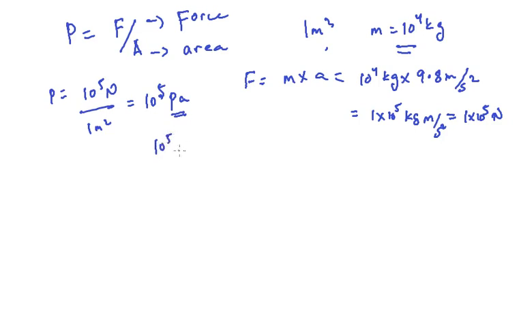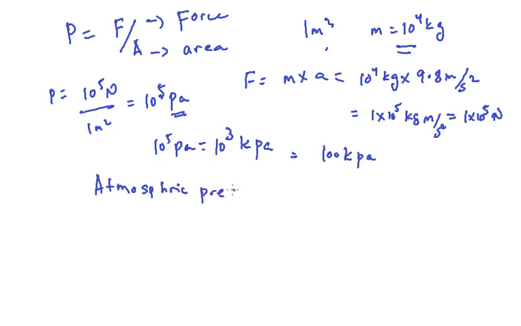10 to the power of 5 Pascal can be rewritten using some of the prefixes. You can say 10 to the power of 2 kilopascal, or you can also say 100 kilopascal. Both are just terminology; you can use different prefixes. So 10 to the power of 5 Pascal is the atmospheric pressure. It's considered as atmospheric pressure calculated at sea level.